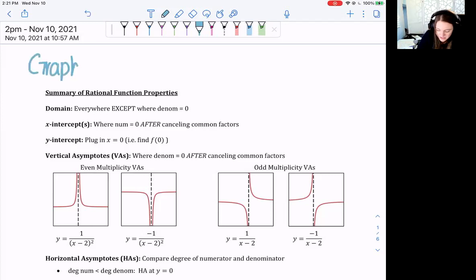All right. So today we are graphing rational functions.